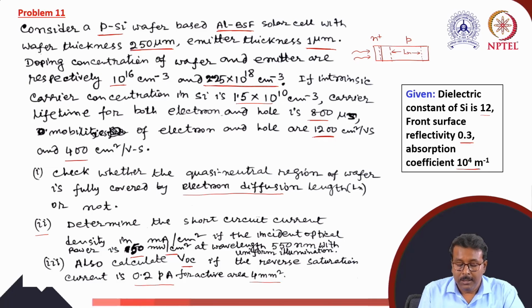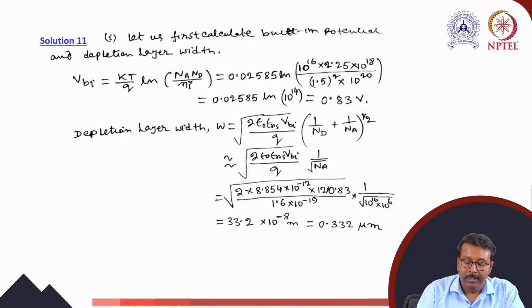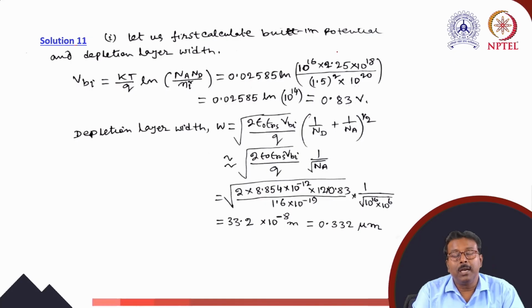This is the problem. So we have to first calculate the depletion layer width considering the asymmetric junction formula. You can use the complete formula, but it is not required. Approximately the depletion layer width will extend 90% within the p region because the doping difference is very high. Let us solve. To calculate the depletion layer width, the built-in potential is required, so we have to first calculate the built-in potential.